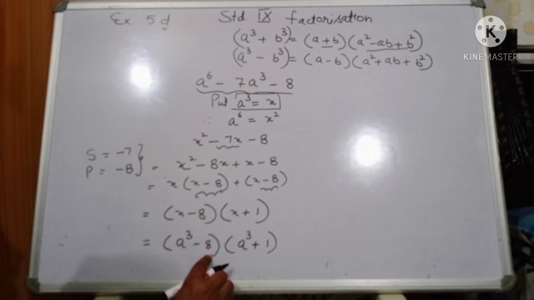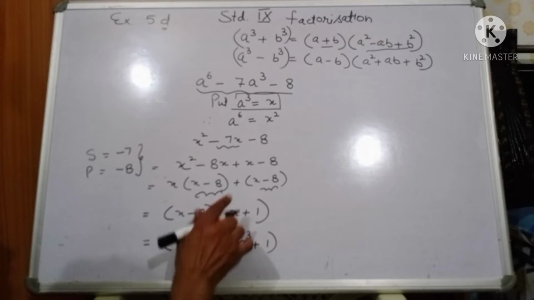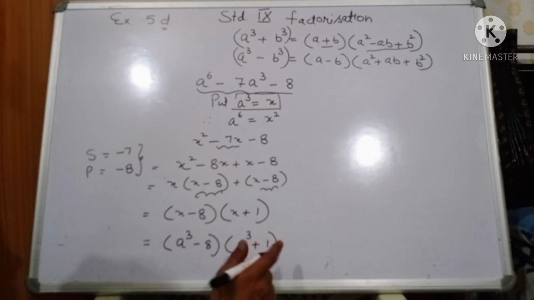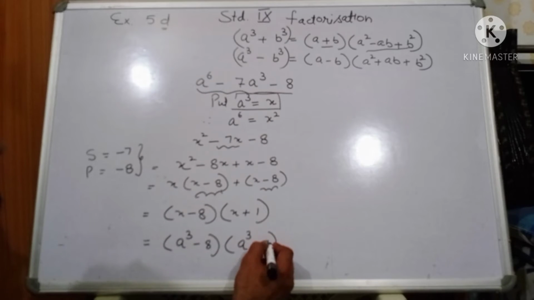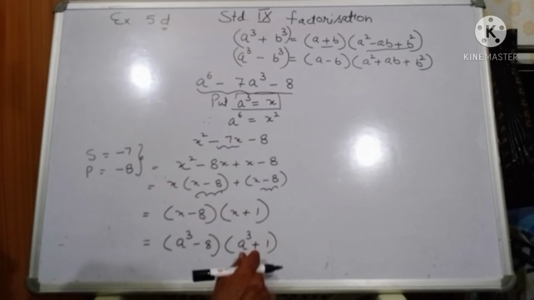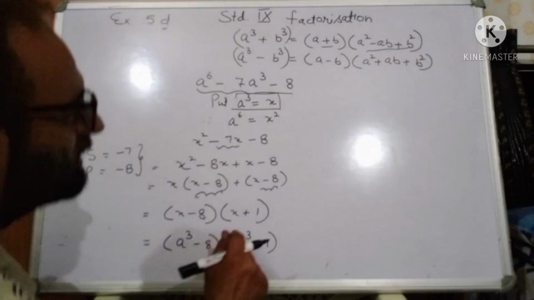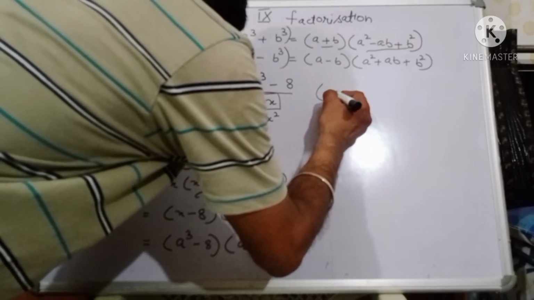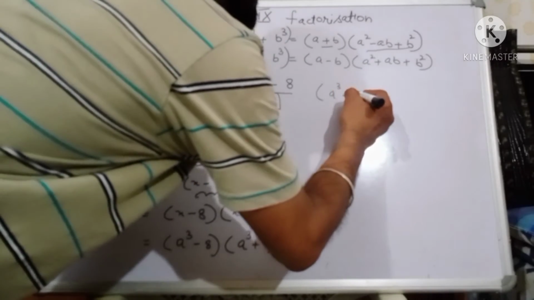Now 8 can be written as 2 the cube. So the formula difference of the cubes can be used. 1 can be written as 1 the cube. So the formula sum of the cubes can be used. Now a cube minus 8. We will write it a the cube minus 2 the cube.